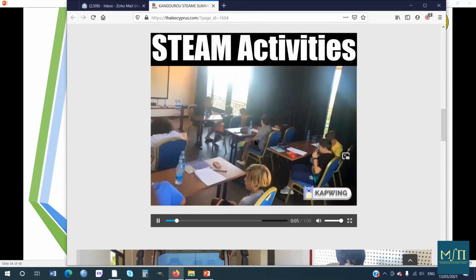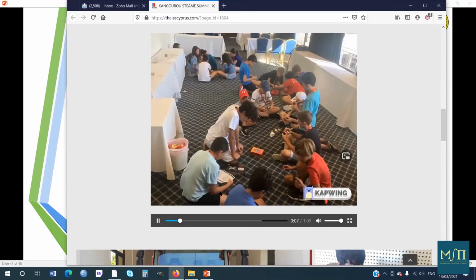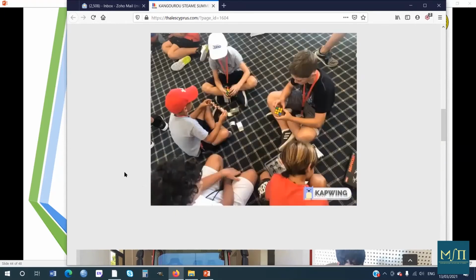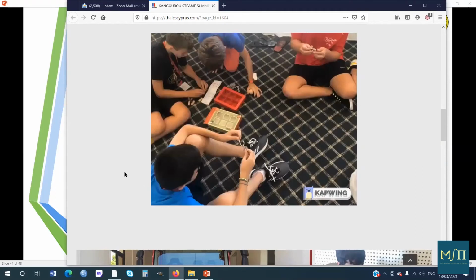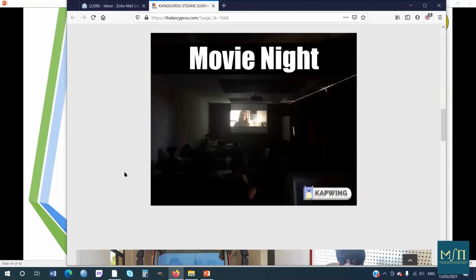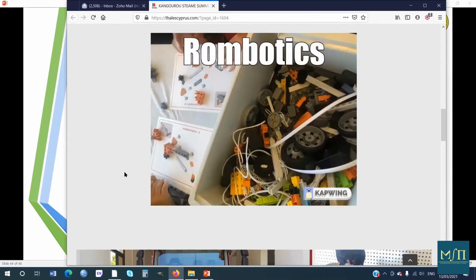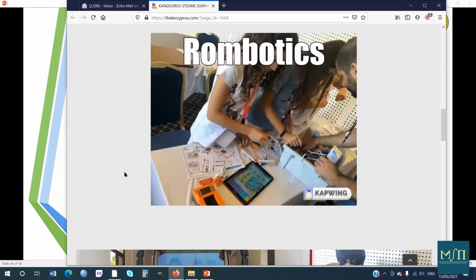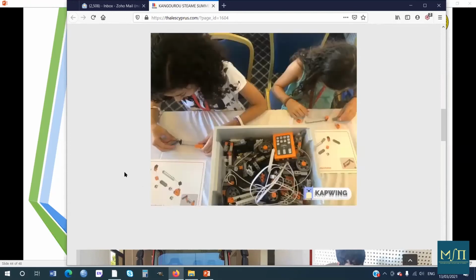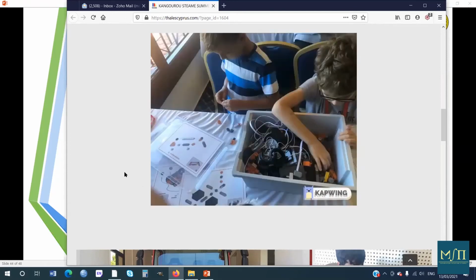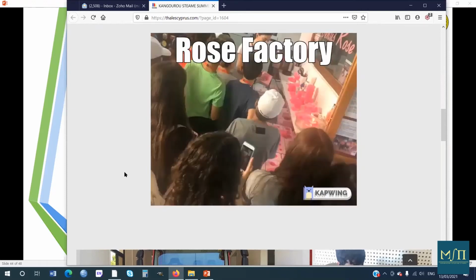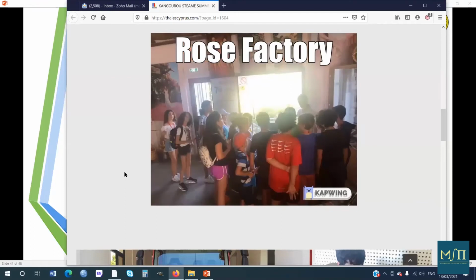Okay, in the beginning there is no sound, but then there is some sound. It's very short, just to see some pictures here. It's not a full video, it's pictures, and then maybe a short clip. This is what is happening in a summer camp. Some robotics, some mathematics, some science, some field activities. There's a rose factory in the region that students visit.